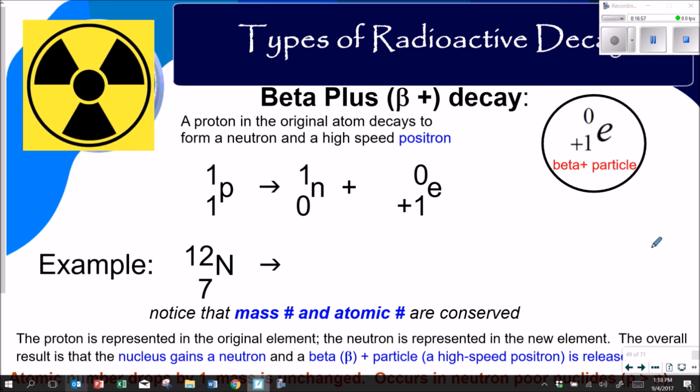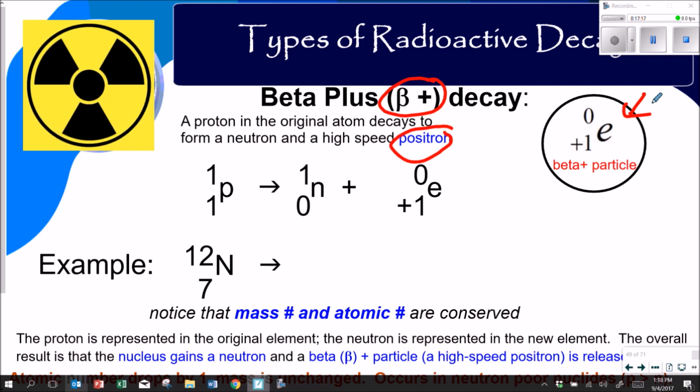Beta plus decay. This time a proton in the original atom decays to form a neutron and a high-speed positron. So there's the symbol for beta plus decay. This is what the particles look like. You do need to know that. And let's take a look at an example again.